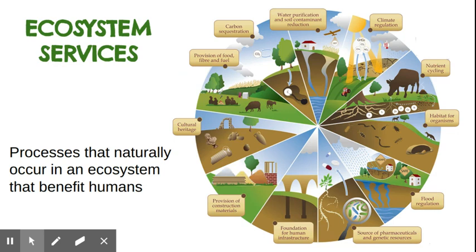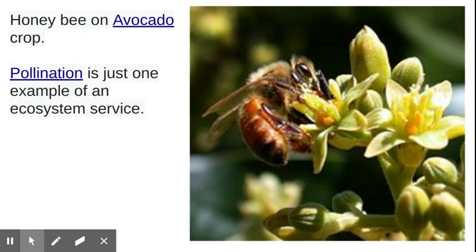And these are processes that naturally occur in an ecosystem that can benefit humans, that maybe we've taken advantage of, that we let the ecosystem do for us. And so let's look at a couple of those. And there's a whole bunch here. You can flip through these, or read through these. You can pause the video. But let's look at a couple specific ones.